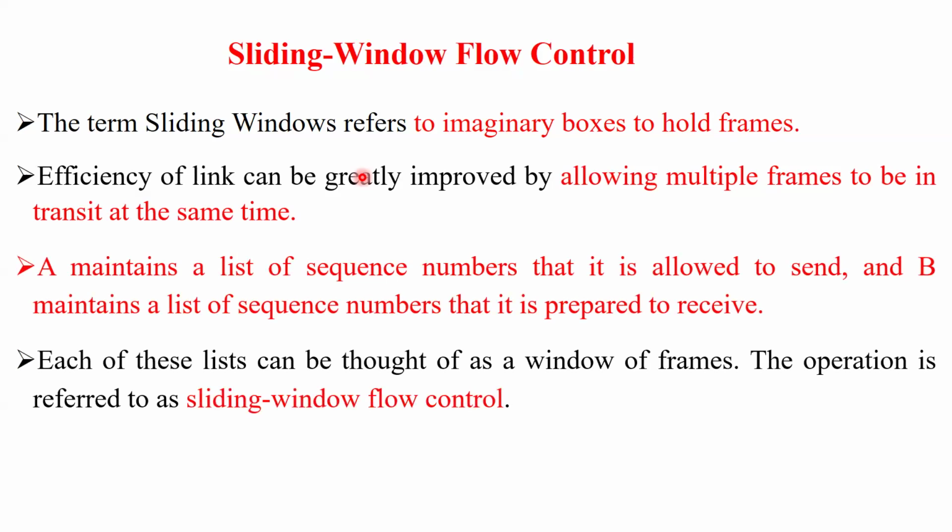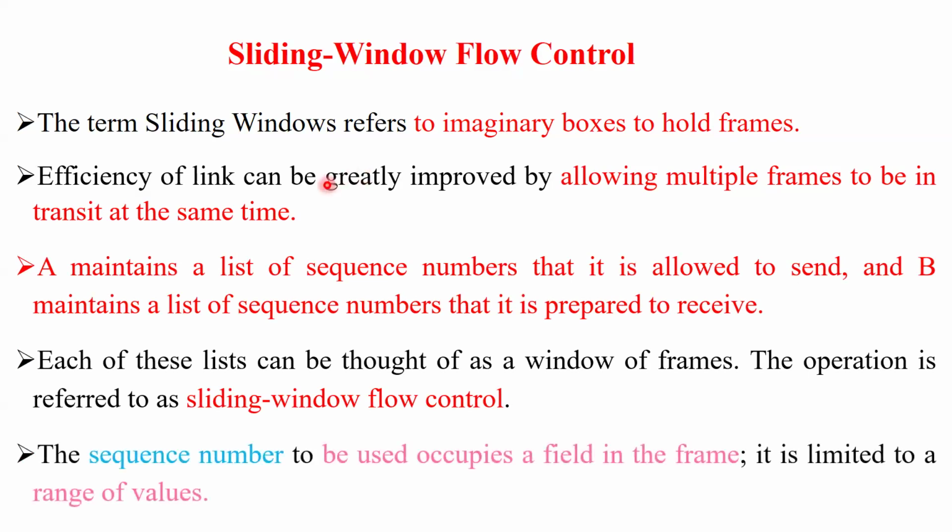Here, when we are sending this list, it controls the operations. That is called sliding window flow control. Along with this, we have sequence numbers. A sequence number occupies a field in the frame and is limited to a range of values to be transmitted. Okay, fine. So let us see a small example to get a clear understanding of the sliding window protocol.